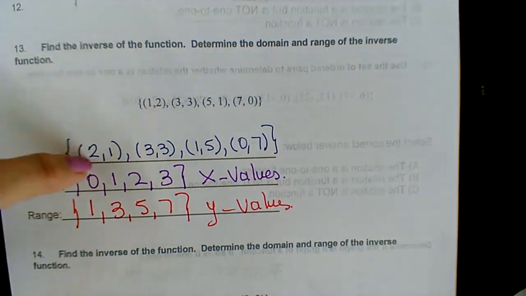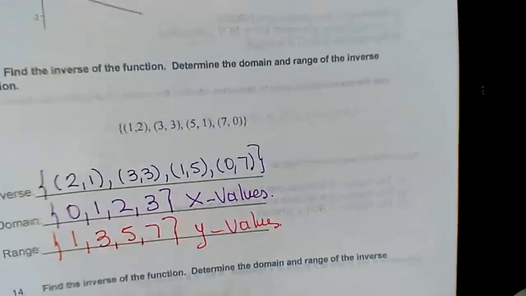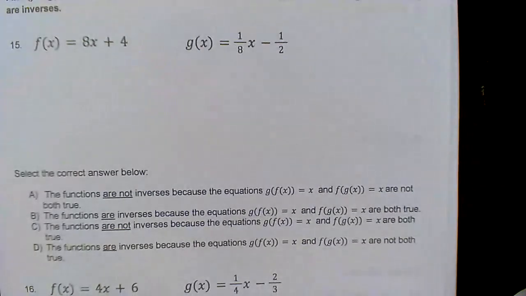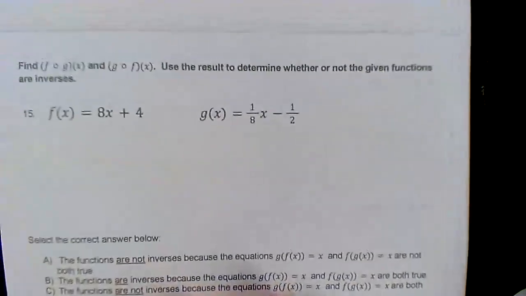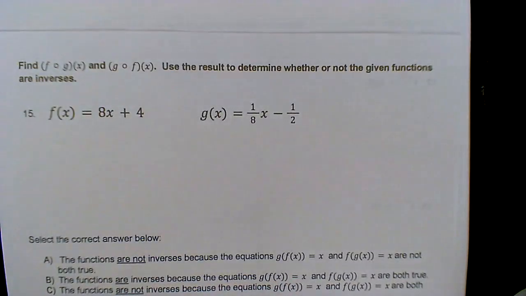I think I saw something like this on the test. Okay. Now let's go to the next one. That was 11. No, that was 13. Let's do 15. 15 said, find f of g of x and g of f of x. Use the result to determine whether or not the given functions are inverses.